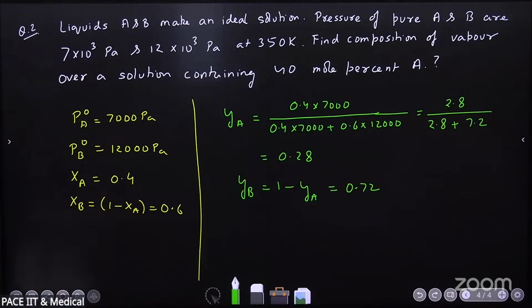Very similar problem to the previous one. Correct? Calculation of YA and YB. Next, in this itself, let's take a slight variation.